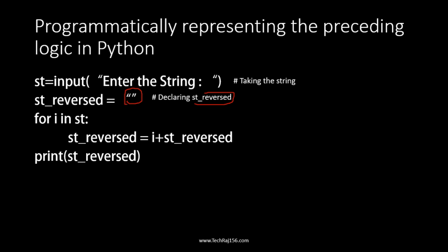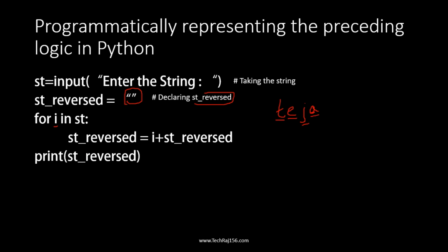And this is the for loop. I'm starting a for loop, and for each iteration of this for loop, the value of i is going to be one character from the string st. For example, in the first iteration, the value of i will be T, because the example that we are taking is Teja. In the second iteration the value of i will be E, then in the third iteration the value of i will be J, and in the fourth iteration the value of i will be A.